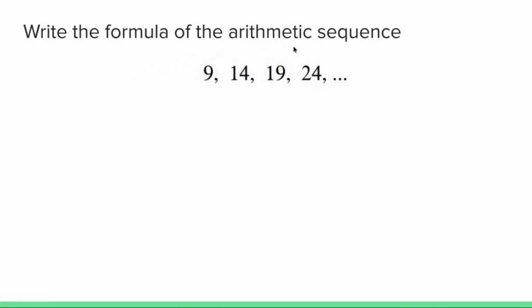Write the formula of the arithmetic sequence. An arithmetic sequence is given to you by this formula right here. A sub n equals a sub 1 plus n minus 1 times d. A sub n is the term that you're looking for, like the 5th term, the 8th term, whatever. A sub 1 is the first term, in this case, 9. N is whatever term you're looking for, so we're going to leave n if we're going to come up with the formula. And d is the common difference.